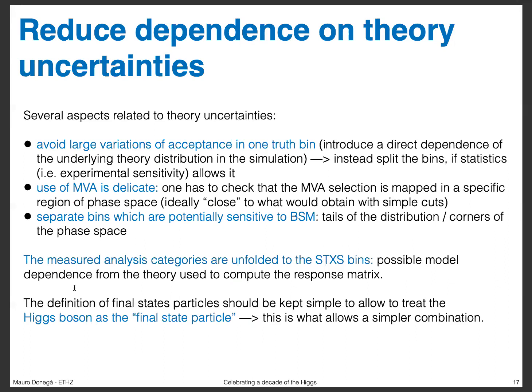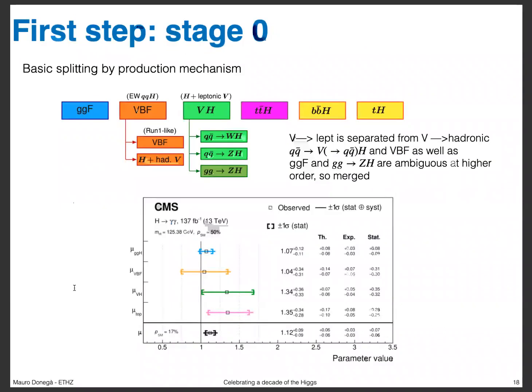And another thing we typically try to do in STXS to reduce model dependence is to keep the definition of the final state particles as simple as possible. Essentially, the goal would be to have the Higgs boson as a final state particle itself. And this is what really allows to have a simple combination. So you don't have to take care about the final state. You only look at the production. So this was the first step in STXS. Basically, it's this production mechanism splitting that was used in run one.